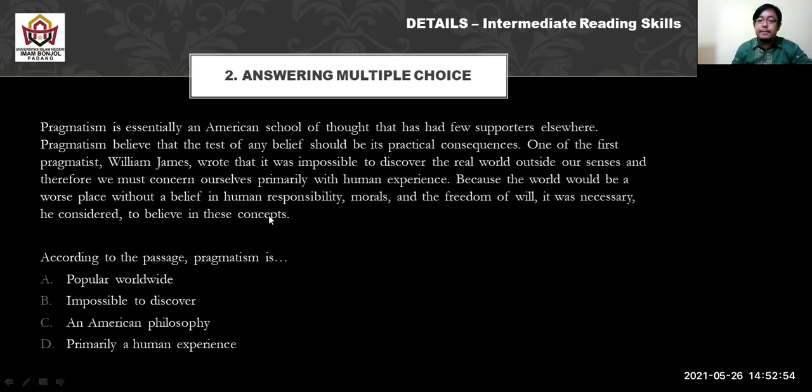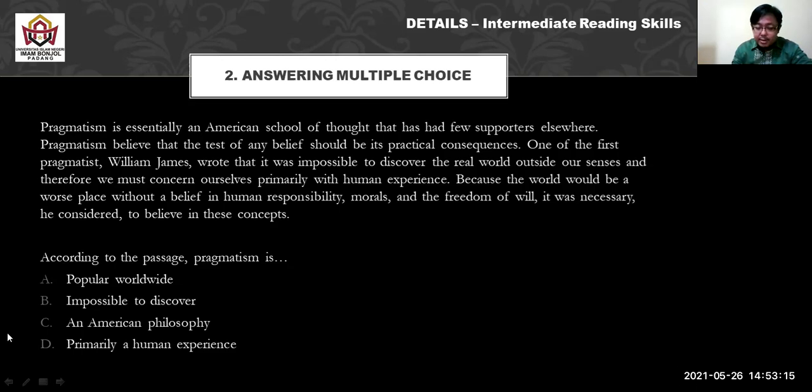Okay, now let's see. According to the passage, pragmatism is: A, popular worldwide; B, impossible to discover; C, an American philosophy; D, primarily a human experience. What would you think the best answer for number two?